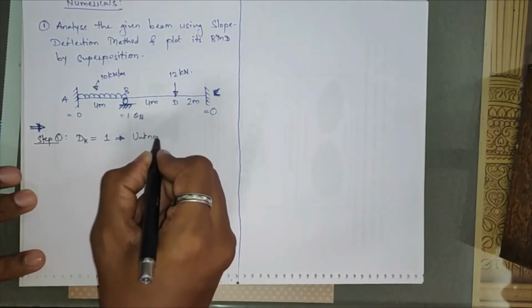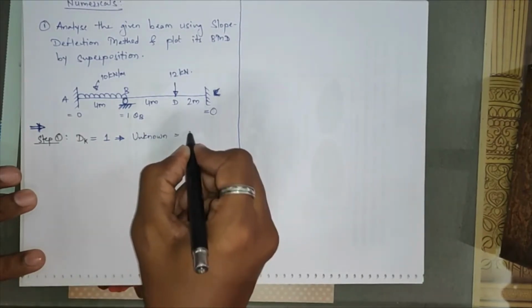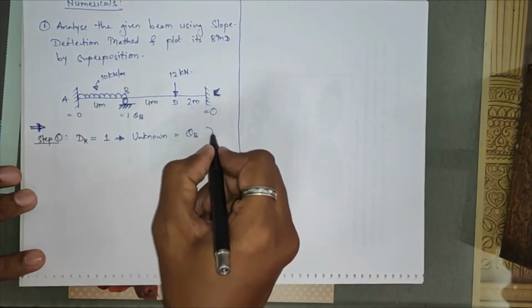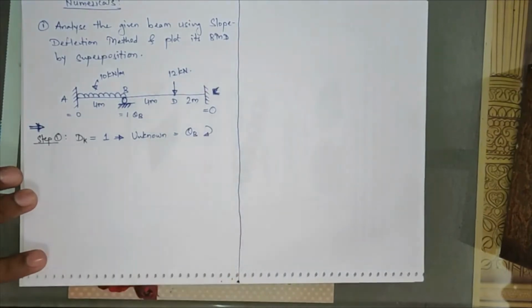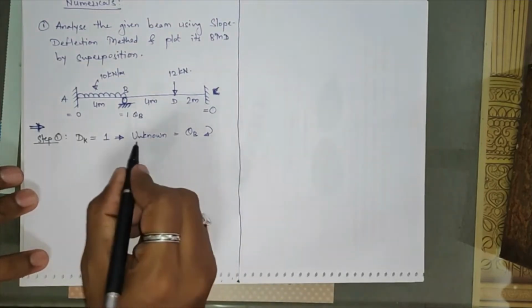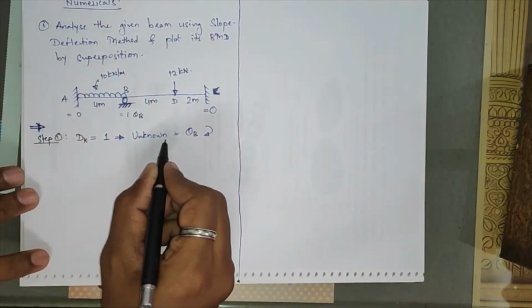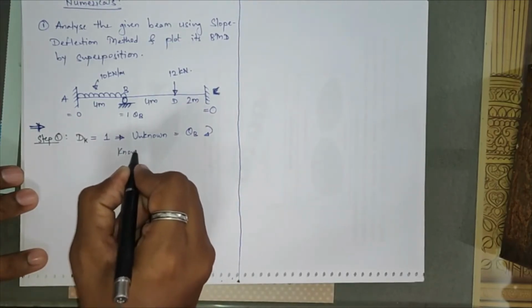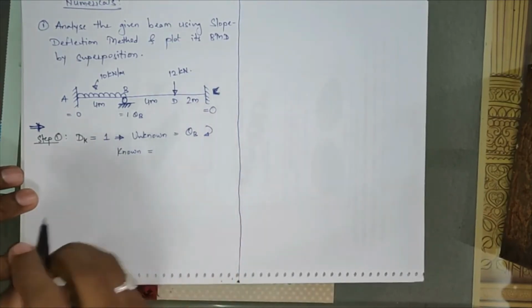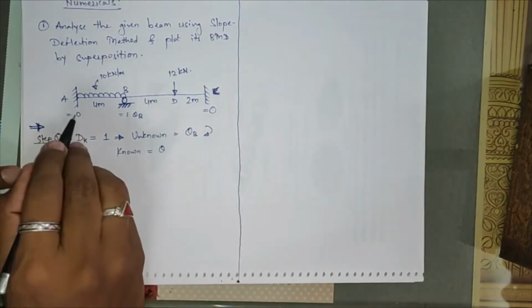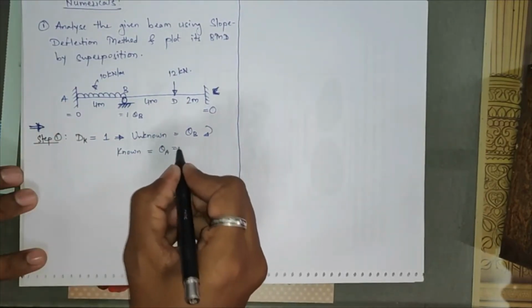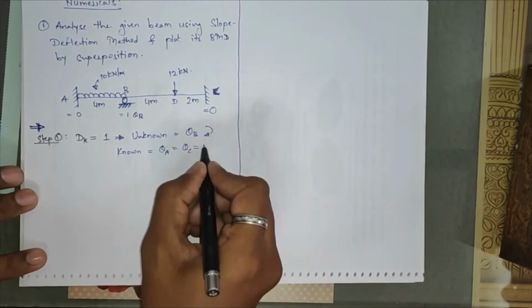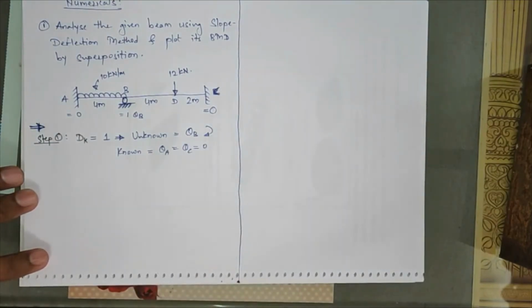So I'll write here that the unknown is equal to theta B, and initially I'm assuming it acts in a clockwise direction. So this will be an unknown value. And two values you have are your known displacements, or known rotations. Which are those? That is theta A acting at point A and theta C acting at point C. Both values are equal to 0.